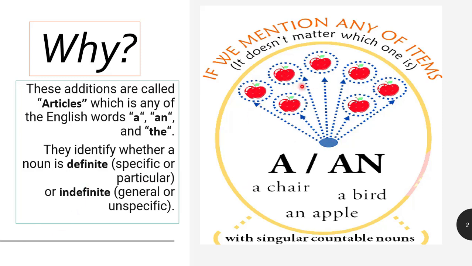Look at this. If we mention any of the items, like here, 1, 2, 3, 4, 5, 6, 7 apples in random positions, it doesn't matter which apple I'm speaking about, so I can make it an apple. When I say an apple, it could be this, or this. So like a chair, a bird, an apple, it is singular and countable, meaning you can count it, and it can be any item from the objects. That is the meaning.